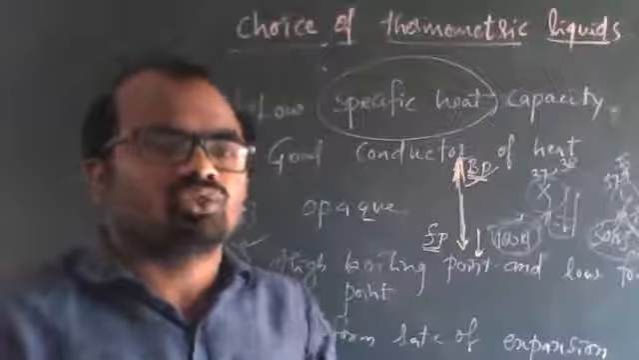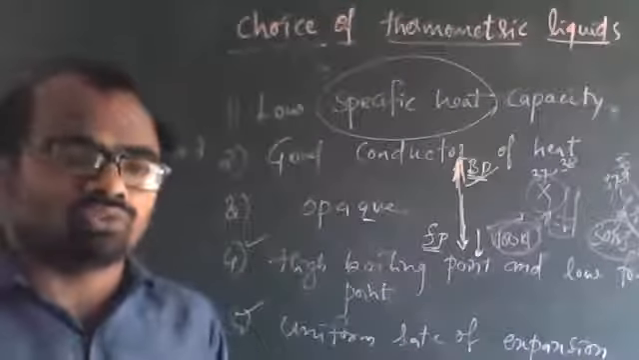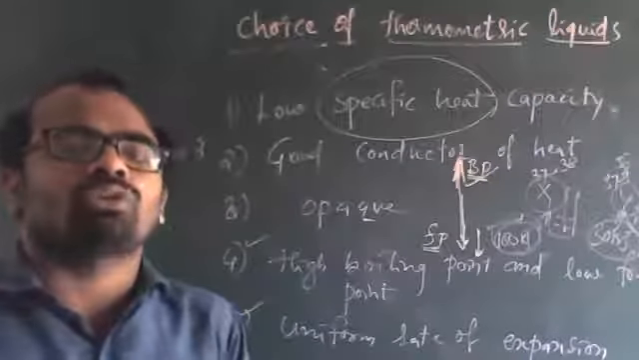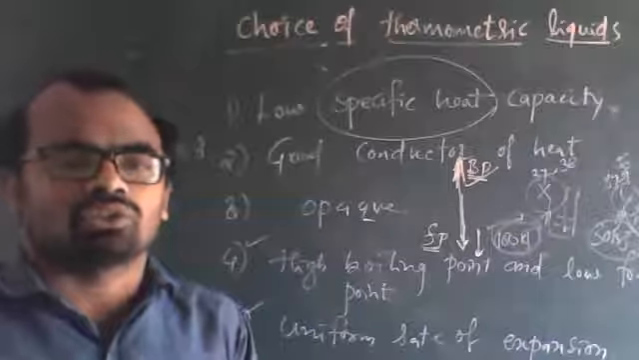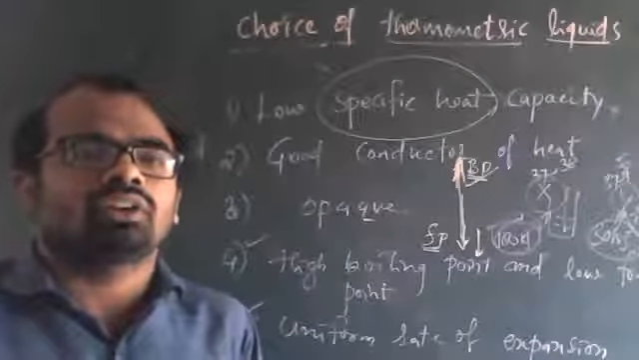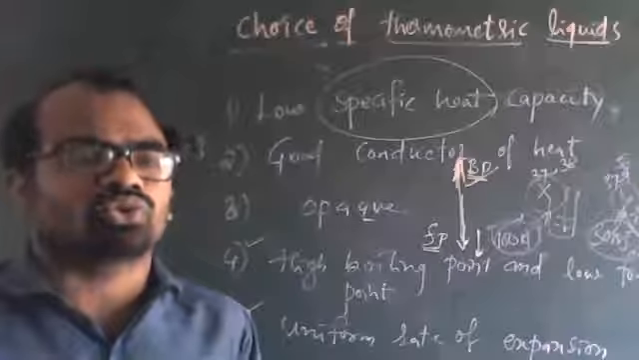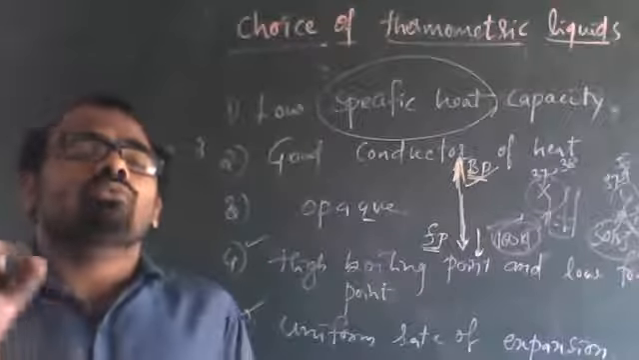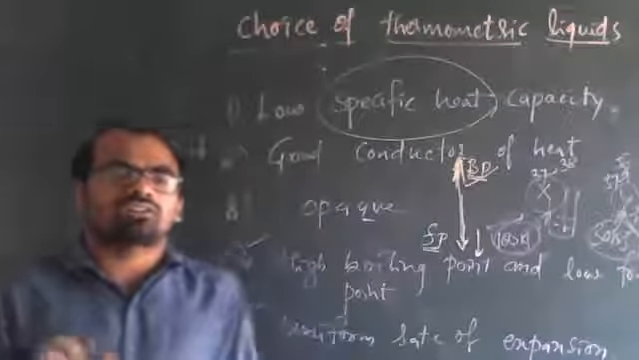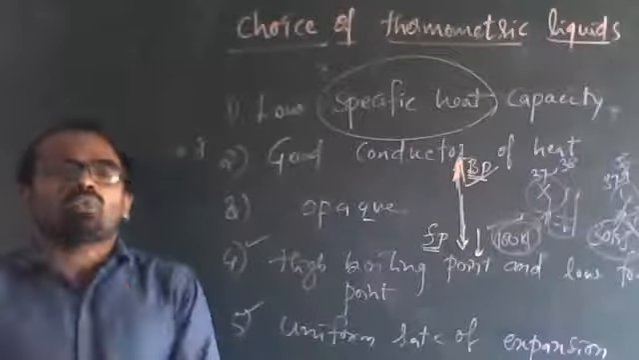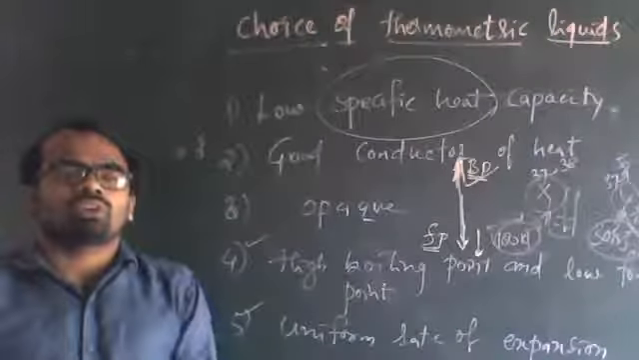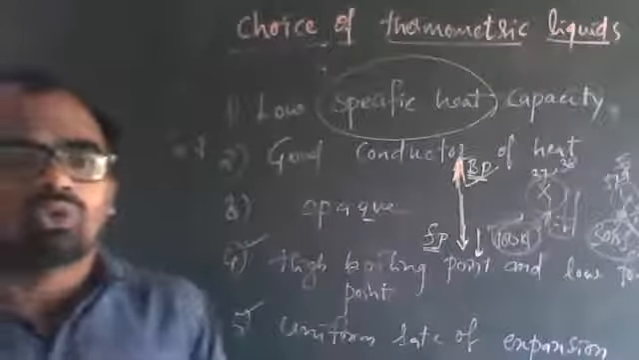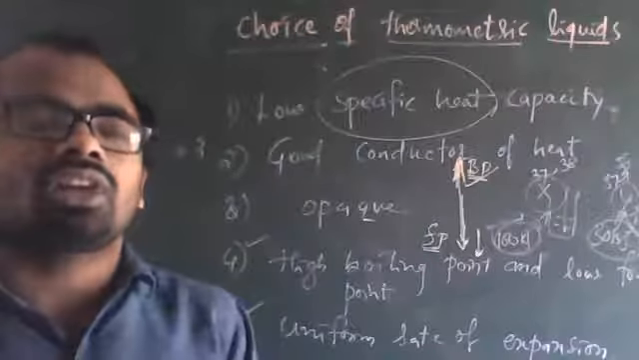So please note this down. Okay, you can pause the video and note it down, or you can just take a screenshot. These are the important points you have to consider when you are choosing a thermometric liquid. It should have low specific gravity. It should be a good conductor of heat. It should be opaque. It should have high boiling point and low freezing point, and it should have the uniform rate of expansion. These are the things you have to consider when you are choosing a thermometric liquid. The choice of the thermometric liquid has to be done on these 5 concepts. Okay, so we'll see the remaining things in the upcoming classes.